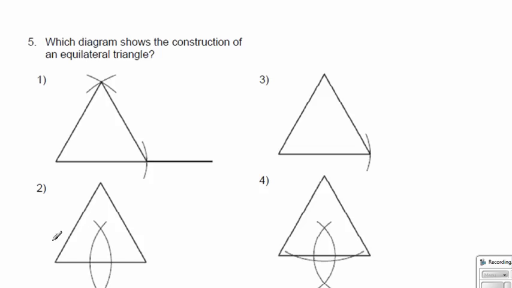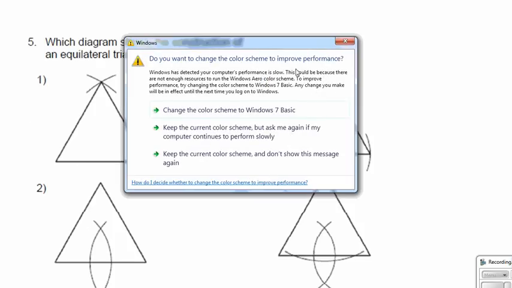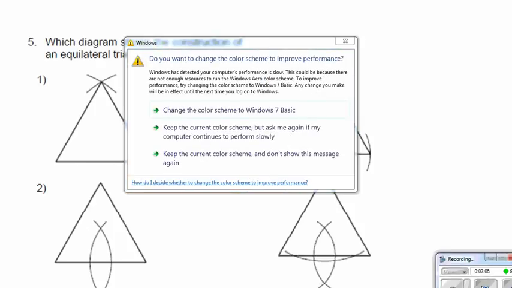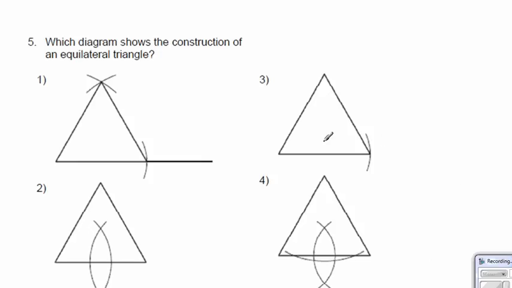Now number 5, we're talking about an equilateral triangle. Here we see the measuring of this line segment alone, and we have no idea about the other two. But in fact, here we see one measuring of one line segment and then a copy of the other two. So in fact, our correct answer will be choice number 1.